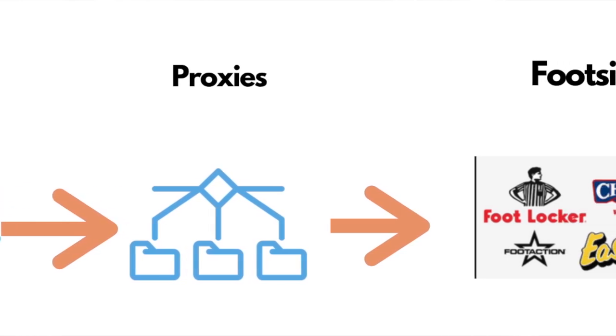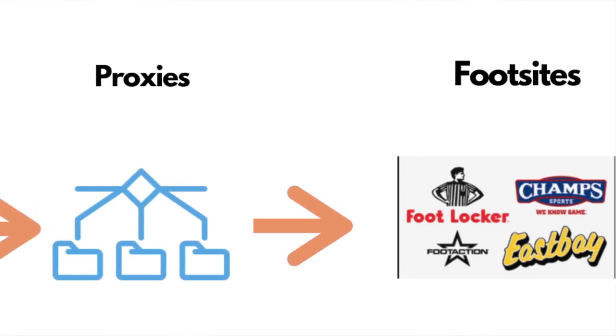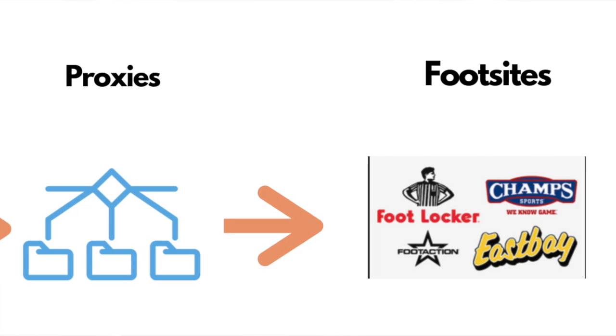And that combined with my DC proxies will give me a higher speed than me on my local machine with my local IP address trying to manually click add to cart on Footsites. So that is the main thing with Footsites. You want to have speed. So I introduced servers, and I introduced the two different types of proxies.